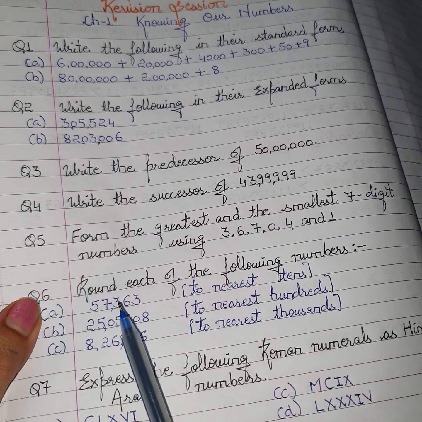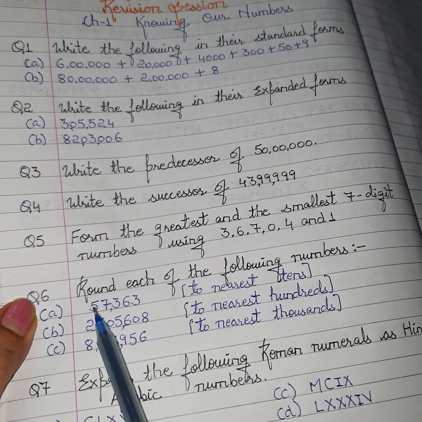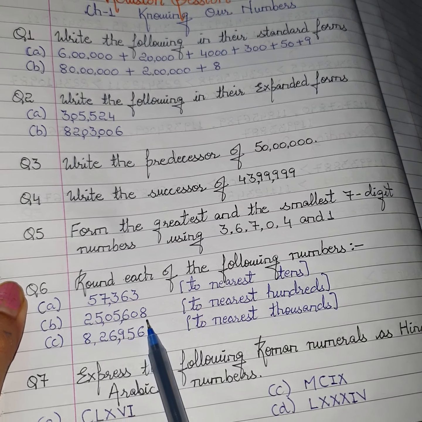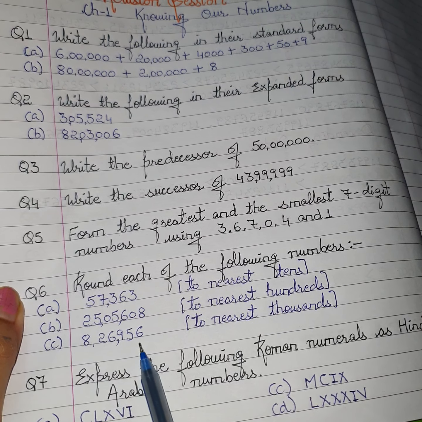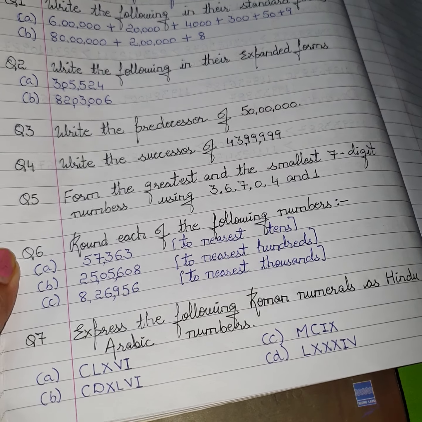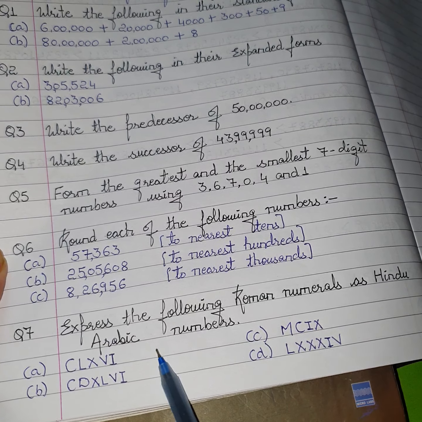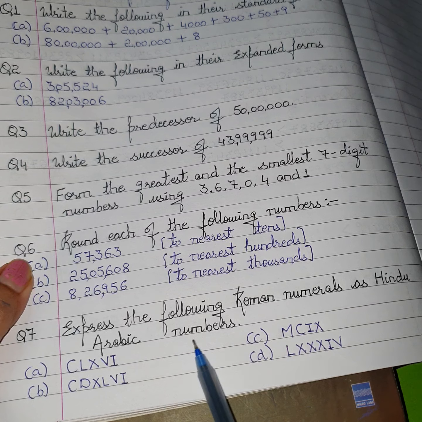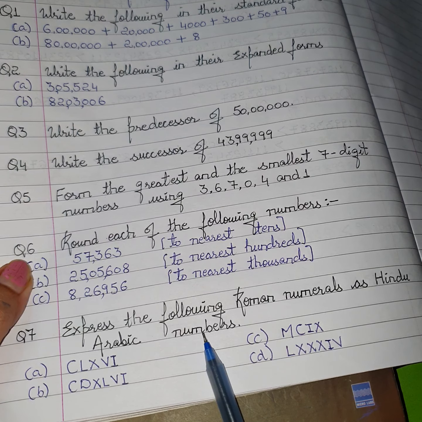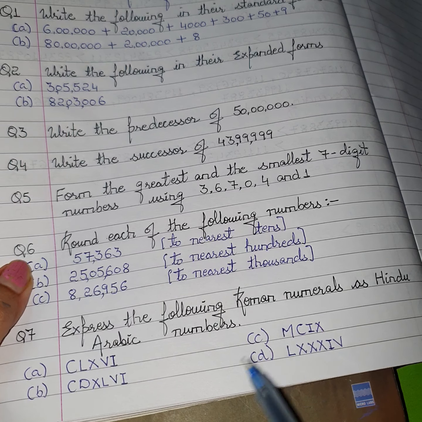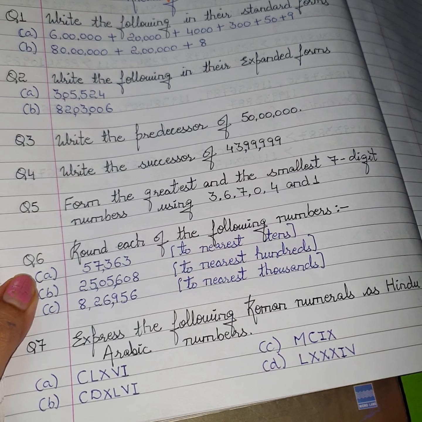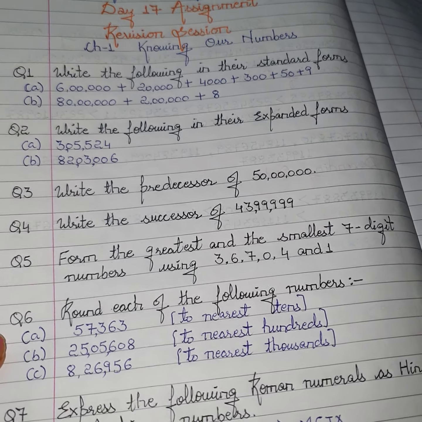Then in question number 6, I have given you 3 parts, in which first part you have to round off the number to the nearest tens. In the second part you have to round it off to the nearest 100, and in the third part you have to round it off to the nearest 1000 place. Fine students. And then finally in question number 7, I have given you some Roman numerals which you have to write in Hindu Arabic numerals. So 4 parts are there. Solve it properly and then stay tuned for the next online class to get the answer key of your day 17 assignment.